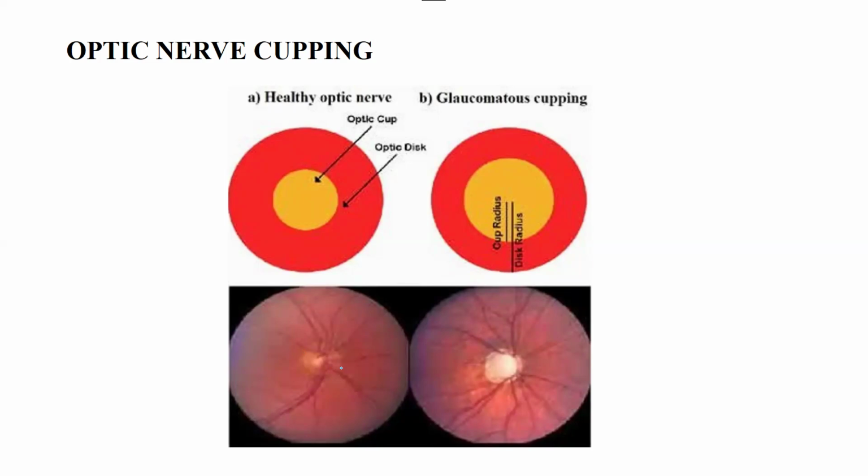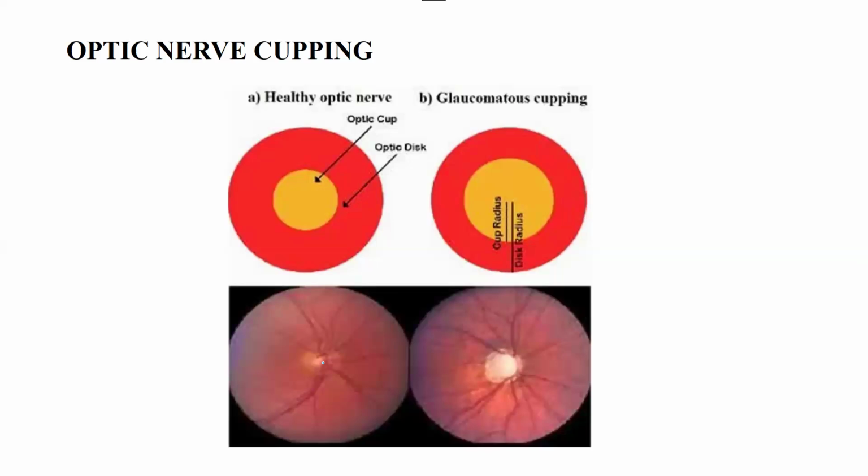And this disc normally has a cup, a small central depression that is called a cup. So this area is the optic disc from where the optic nerve enters, and this central area is the optic cup, a small depression.